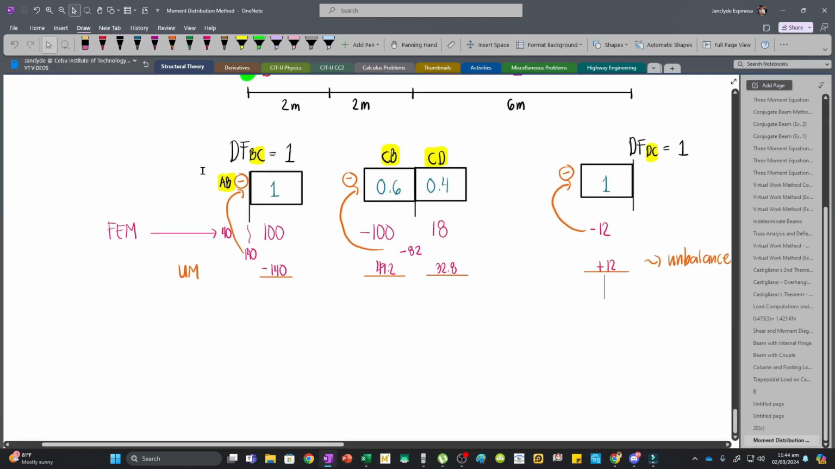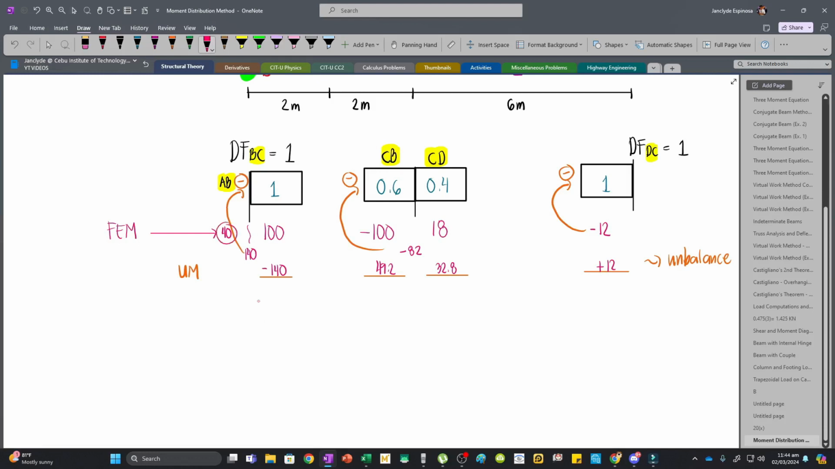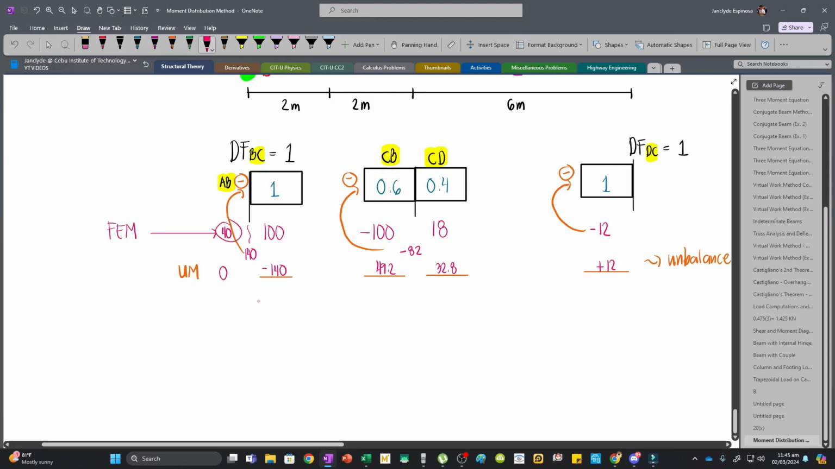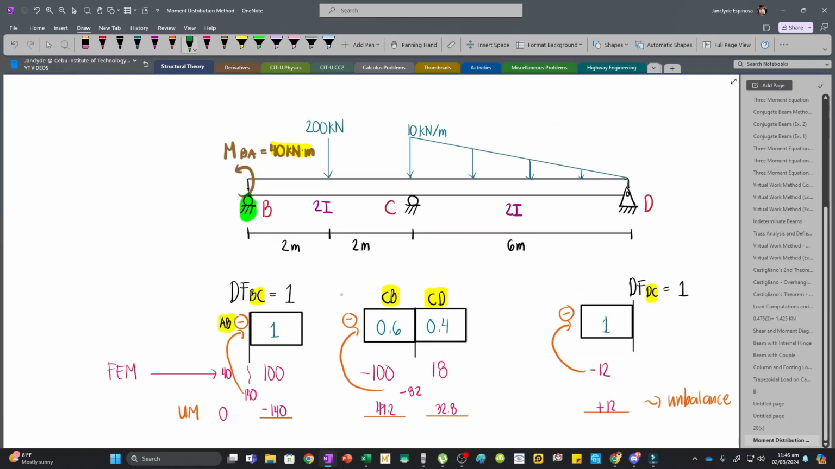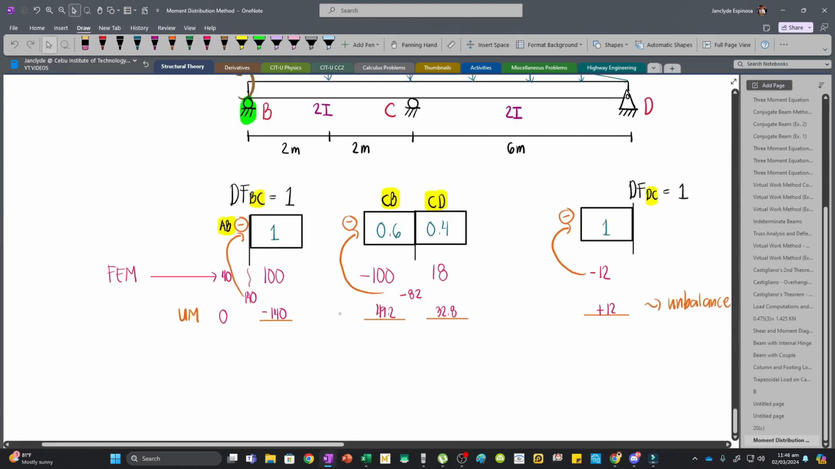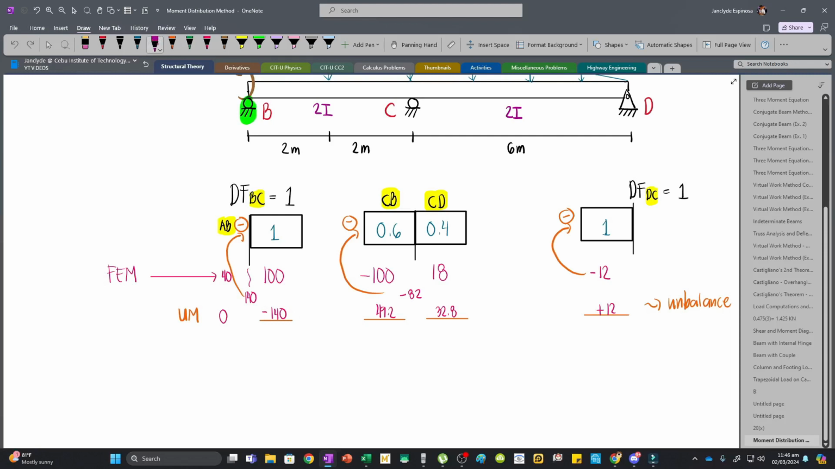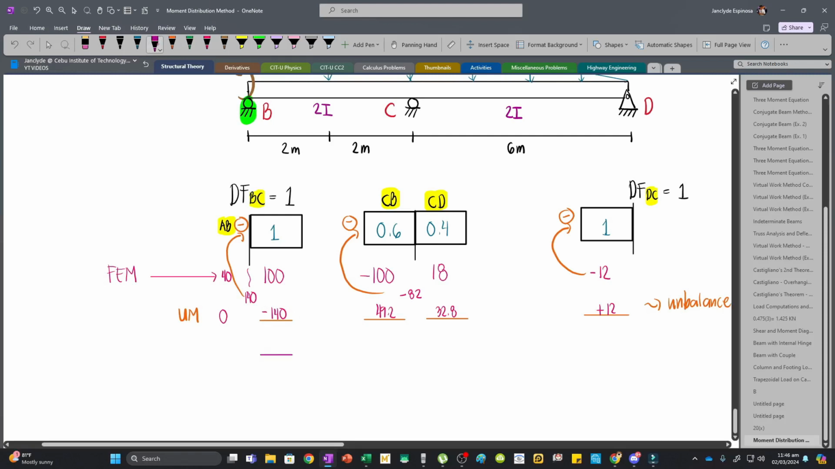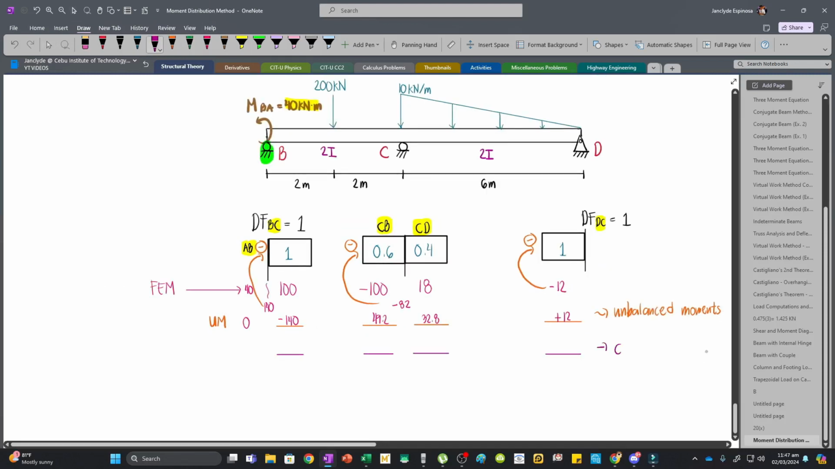Now the moment at AB is known. That means that our unbalanced moment here will be 0, because we don't need to balance this one. We'll just treat the unbalanced moment of AB as 0. And so we're essentially analyzing BCD. The carryover will be alternating for these points. And so let's draw our lines for the carryover moments. So we have purple, and these are our carryover moments.